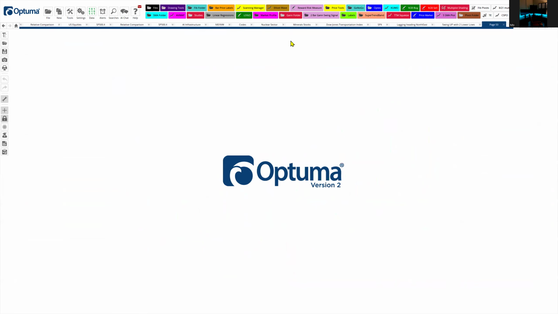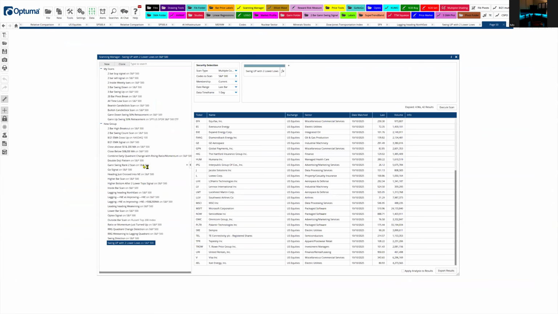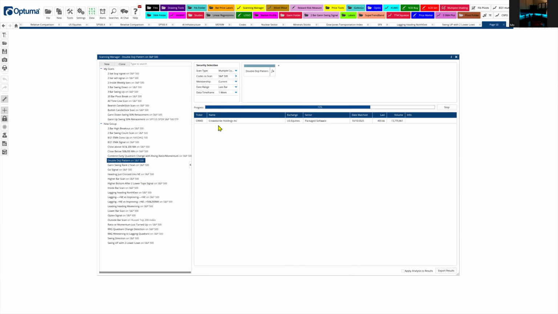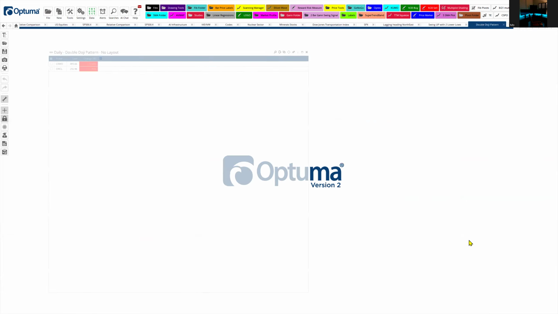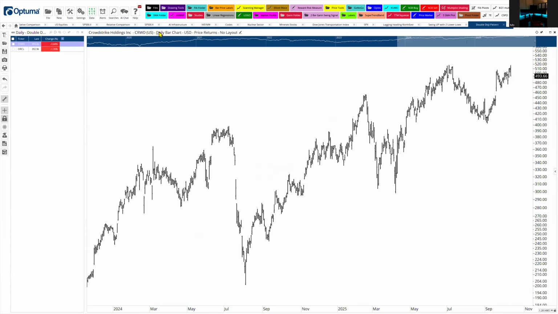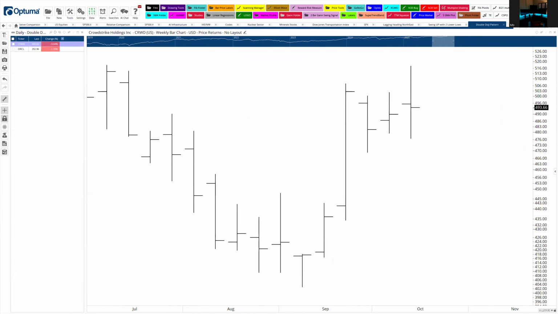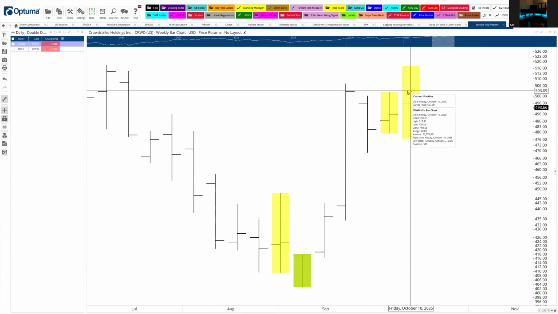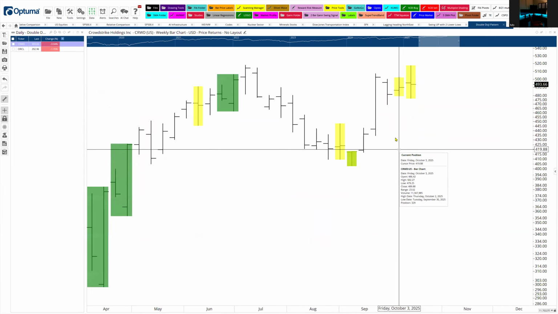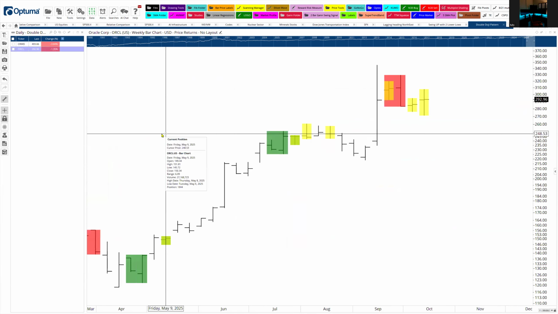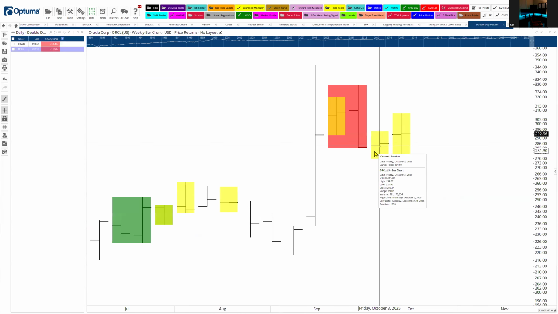I have a scan for that one as well. I made it. Condition: I had a double doji. See anything here? Here you go. CrowdStrike and Oracle with a double doji right now. They're gonna move. See if you can go back here. So these are double doji bars right there. It's very rare. Oracle right there. See, double doji.